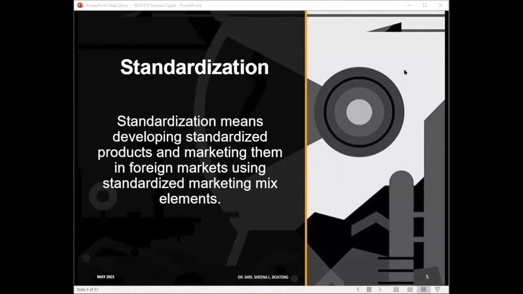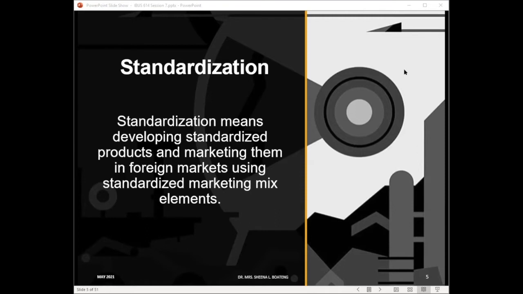So when we say standardization, it means the firm develops a standardized product or service, right? And markets it in foreign markets using a standardized marketing mix group of elements. So that means that when they choose a standardization approach, all the markets in which the approach is being utilized will be seeing the same application of the elements of the marketing mix in terms of the product, the pricing, the promotion, and the distribution.